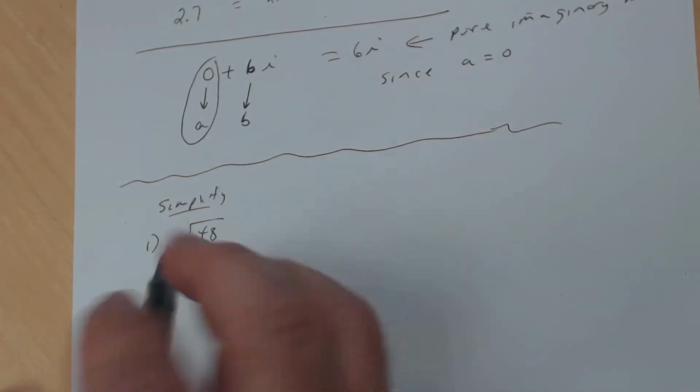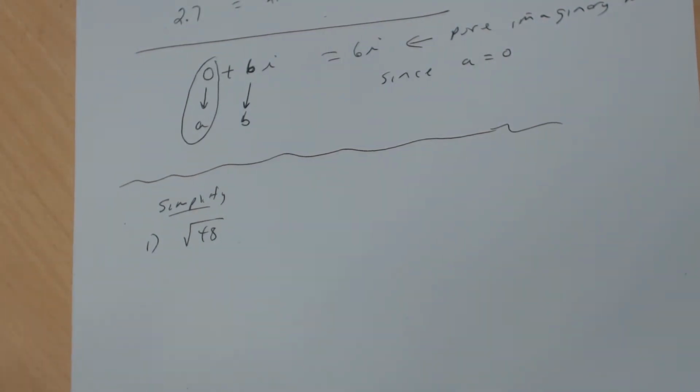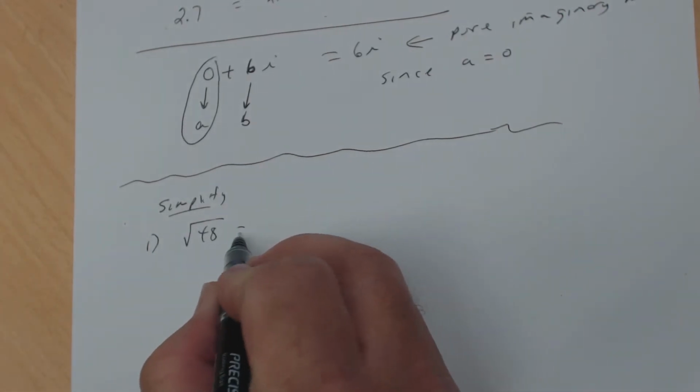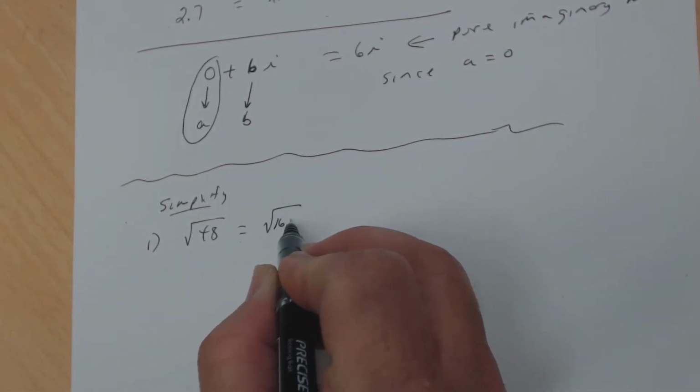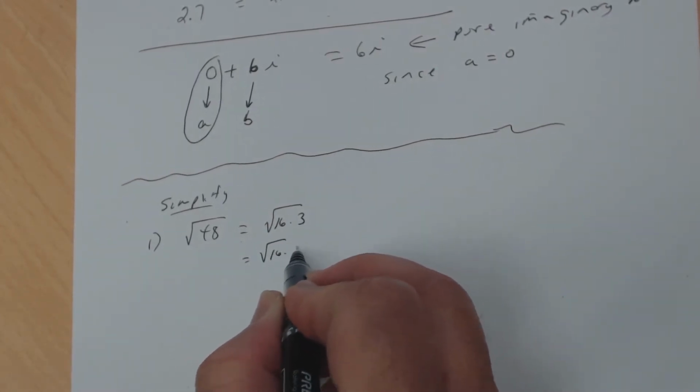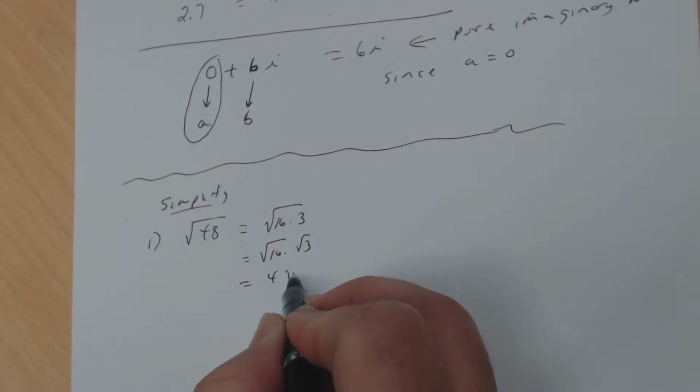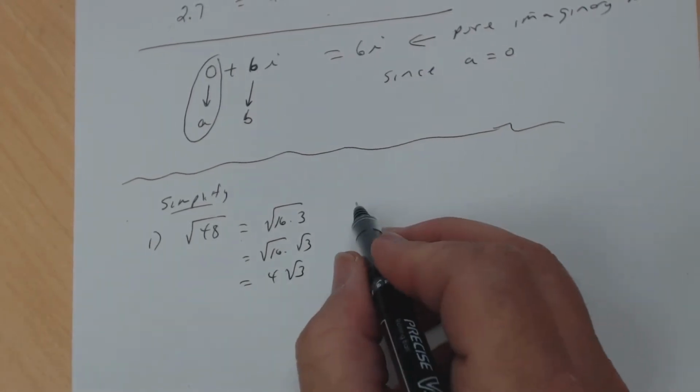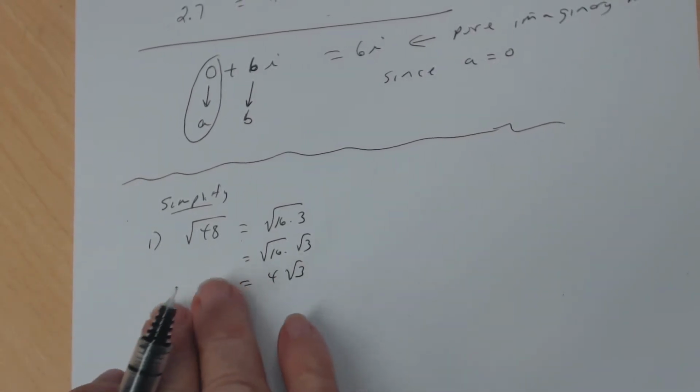All right. So I know that 48 is the square root of 16 times 3. And I know that I can write this as the square root of 16 times the square root of 3, which is 4 square root of 3. Okay? Alright, so that's kind of review from a previous lesson.